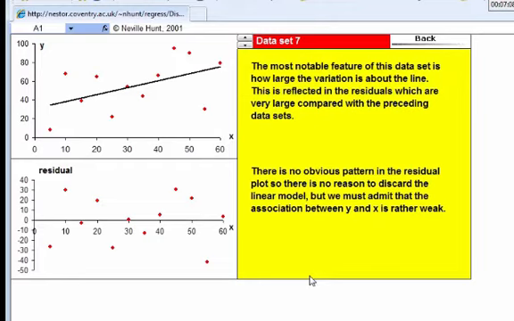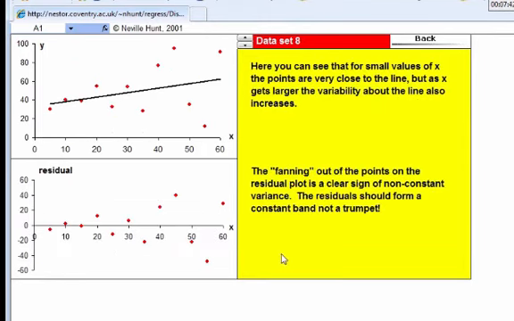The most notable feature of this data is how large the variation is about the line. This is reflected in our residuals. There's no obvious pattern here, but you can pretty much tell that this is going to be a very weak association anyhow.